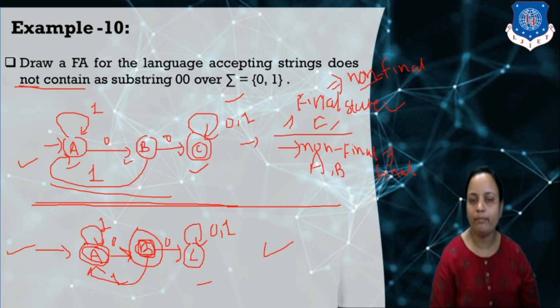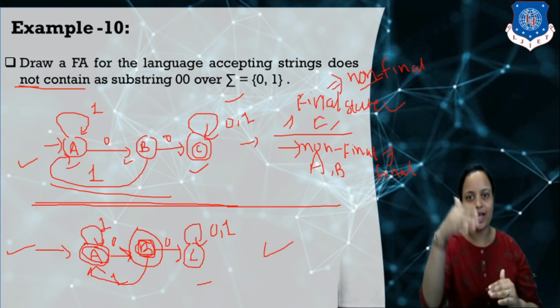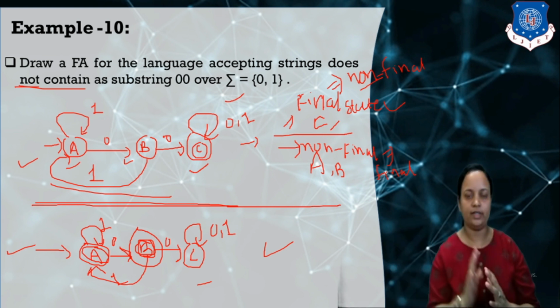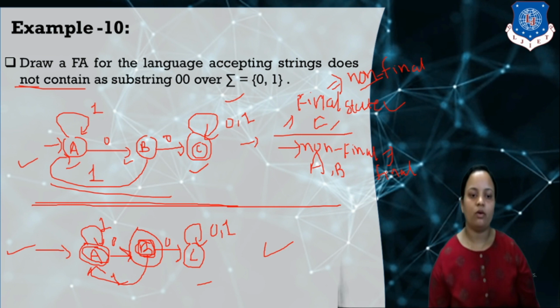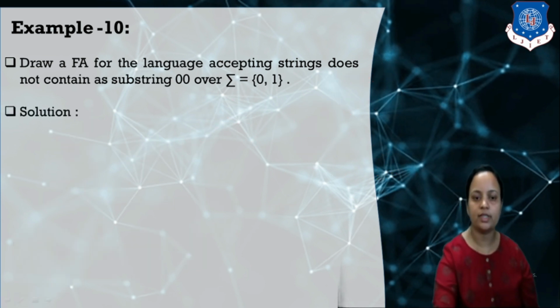It is very simple if you know how to construct the FA which contains the substring 0 0. The only difference is to make the final states non-final and the non-final states final, that is the only change. I hope this concept is clear to you.